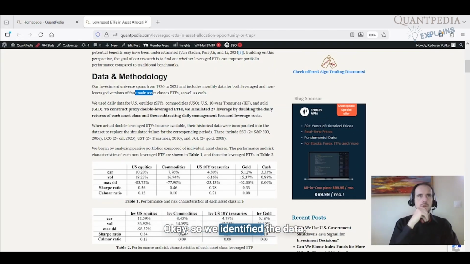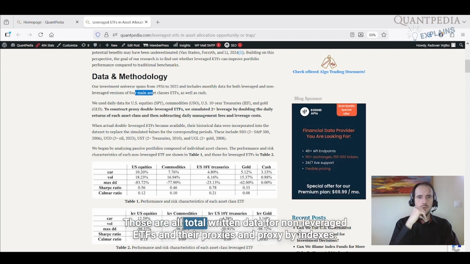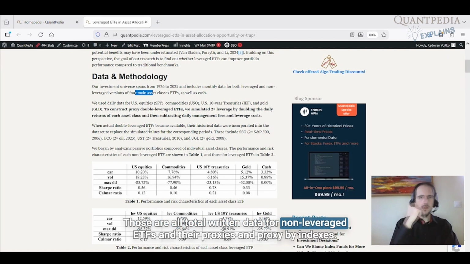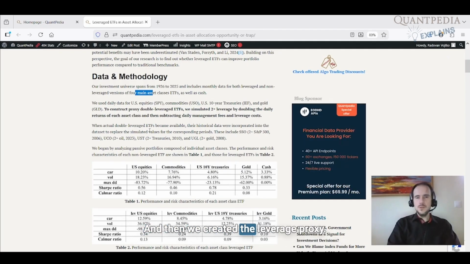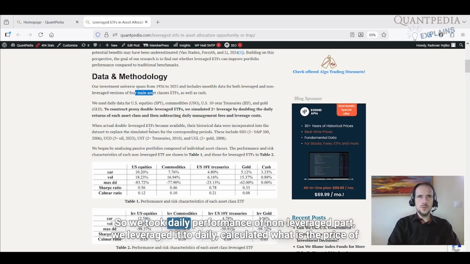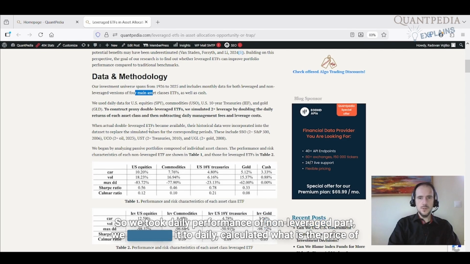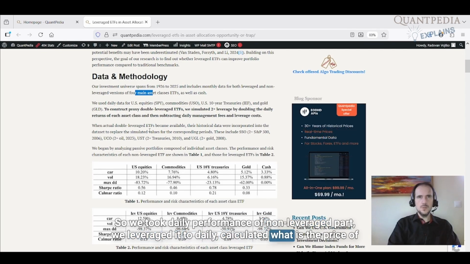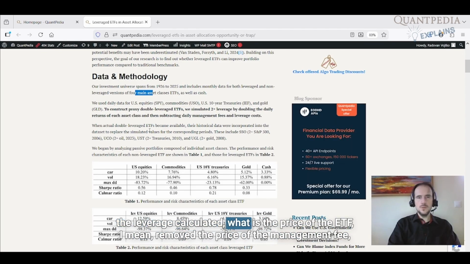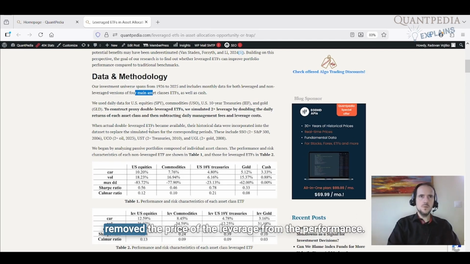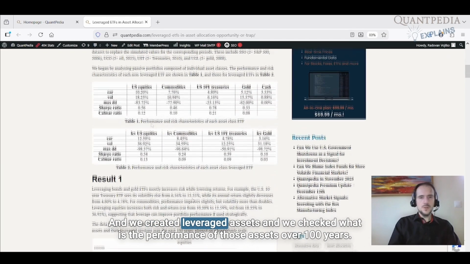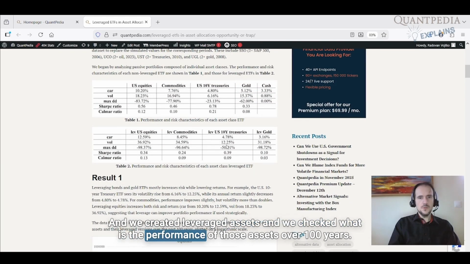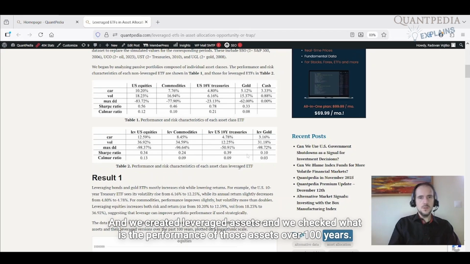Okay, so we identified the data. Those are all total return data for non-leveraged ETFs and their proxies, proxied by indexes. And then we created the leverage proxy. So we took the daily performance of the non-leveraged part, we leveraged it daily, calculated the price of the leverage, and calculated the price of the ETF. I mean, we removed the management fee and the cost of the leverage from the performance, and we created leveraged assets, and we checked the performance of those assets over 100 years. And here are the results.